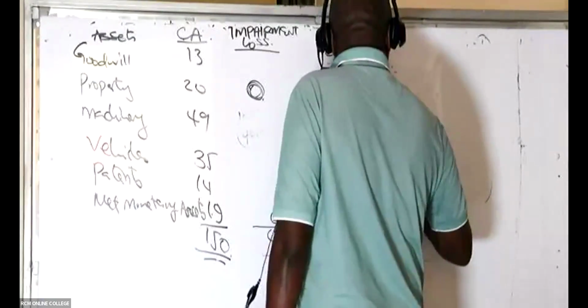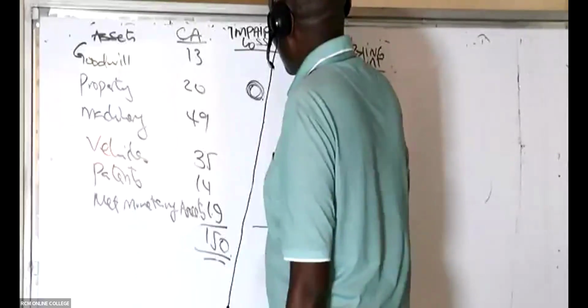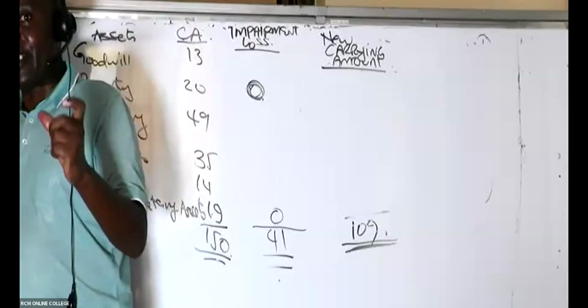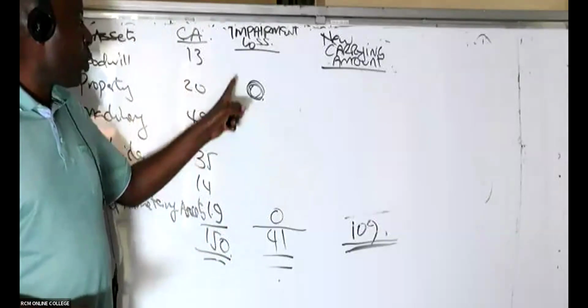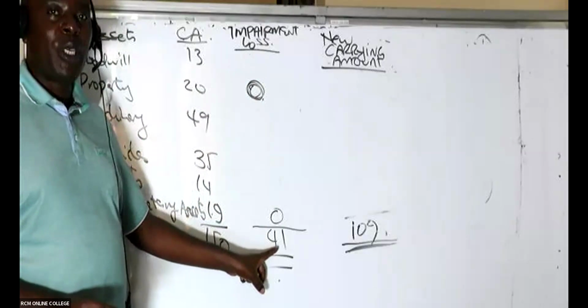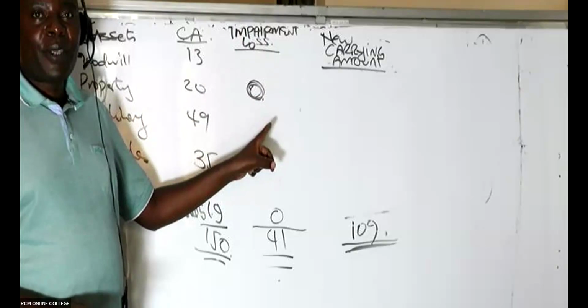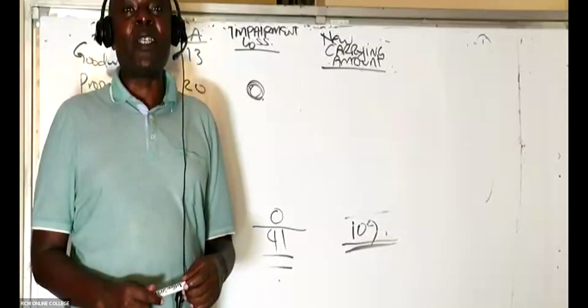Now, ladies and gentlemen, after I've identified those assets that will not be impaired at all, or where specific impairments are awarded, in total I've got 41 to give away, which I want to share among all these assets. Who can give me the criteria? How do I share this 41 out?